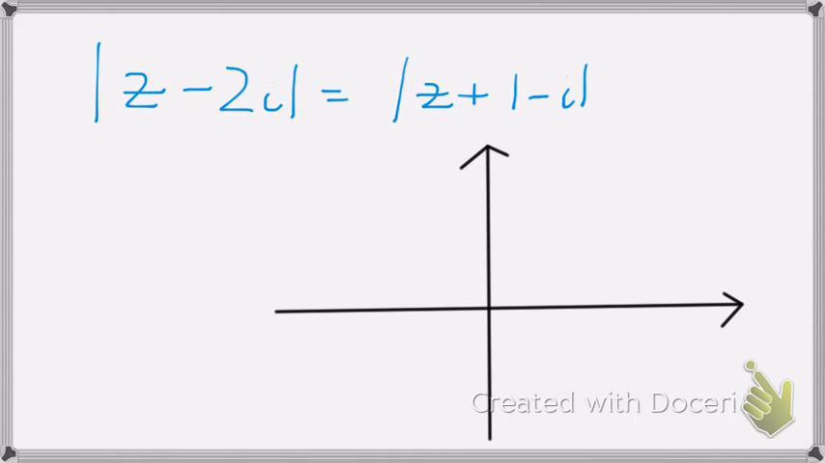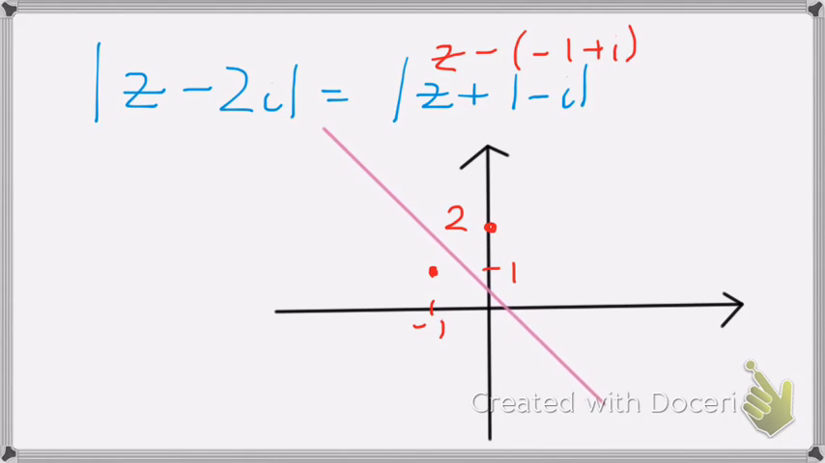So this says the distance from 2i, which is that point there, equals the distance from minus 1 plus i, which is that point there. Now we could do this algebraically fairly easily, but hopefully you remember that if the distance between 2 points is equal, then it's actually the perpendicular bisector, so it's this line here.